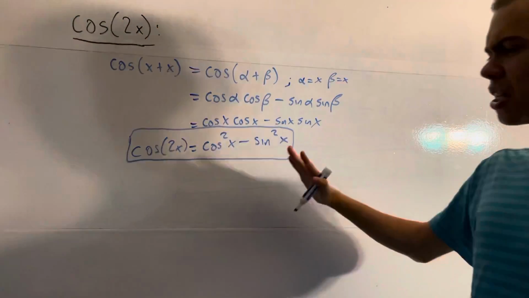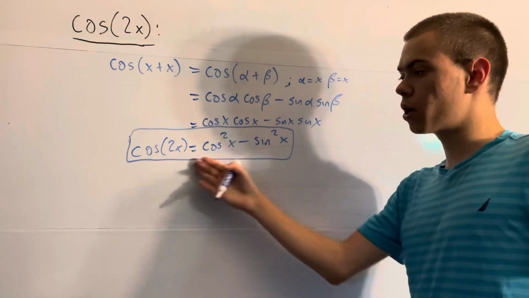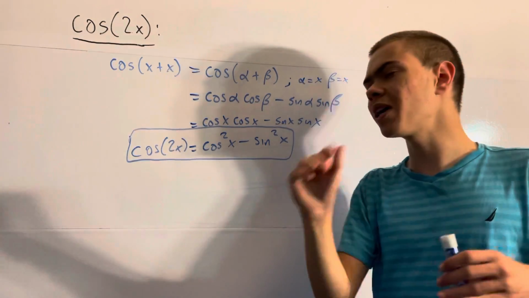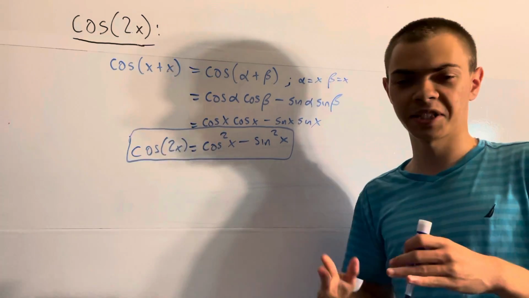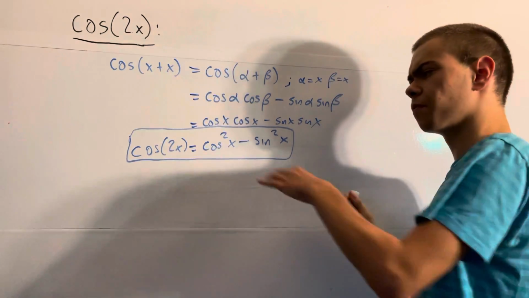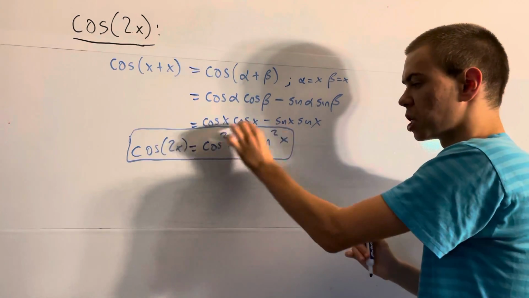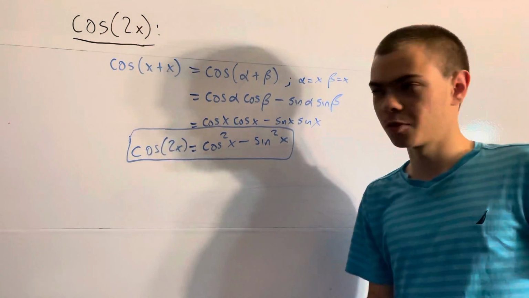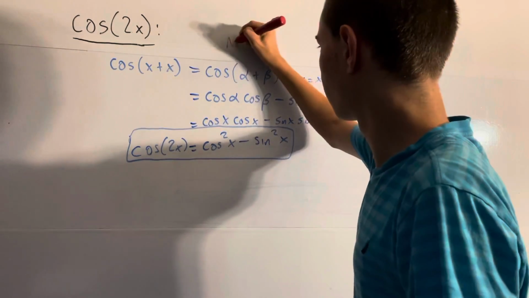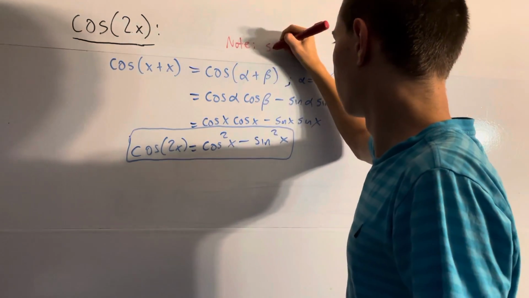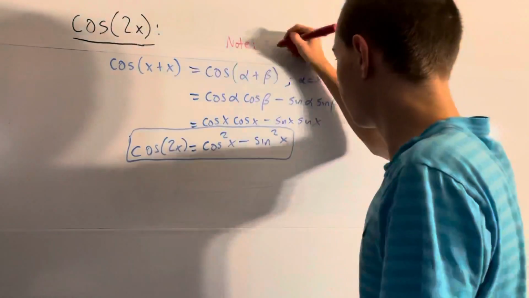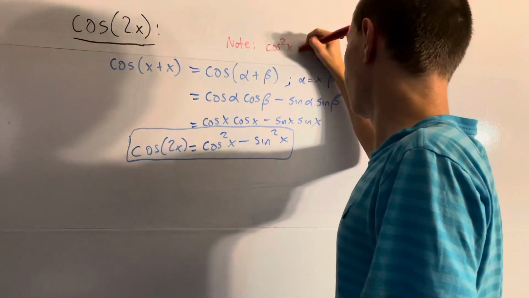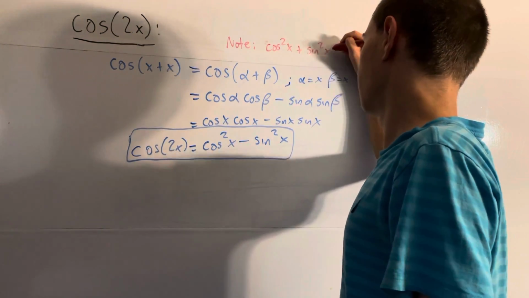But that's actually not quite it. This is an identical way to write cosine of 2x, but there are actually two other ways to write cosine of 2x. Notice how this identity, this expression, looks really similar to sine squared of x plus cosine squared of x equals 1. Let me just write that down, because that's a very important note here. Actually, I'm going to write it with cosine first. So cosine squared x plus the sine squared of x equals 1.